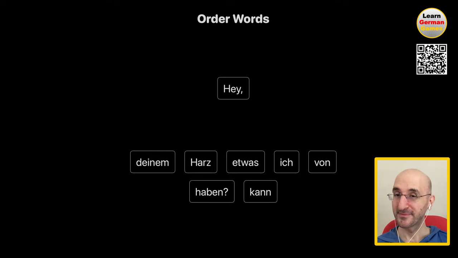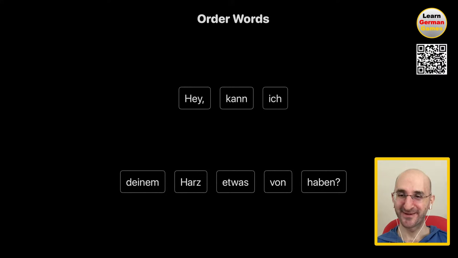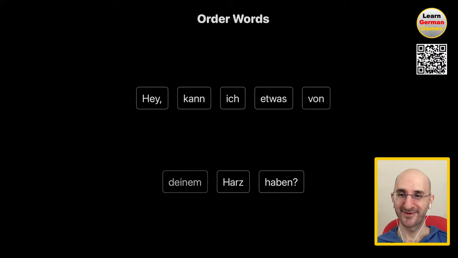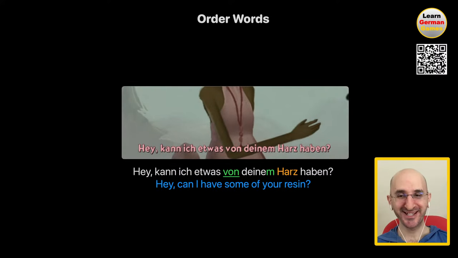Ich, no, ich kann, no. Es gibt eine Frage, there's a question at the end. Ich, Fragezeichen. Kann ich etwas von deinem Herz haben? Hearts, Herz. What you said is, can I have a bit of your heart? Can I have some of your resin hearts? Not hearts. This is one of the reasons why pronunciation is super important. Please don't ignore it, especially as a beginner, because it's very hard to change habits later on.